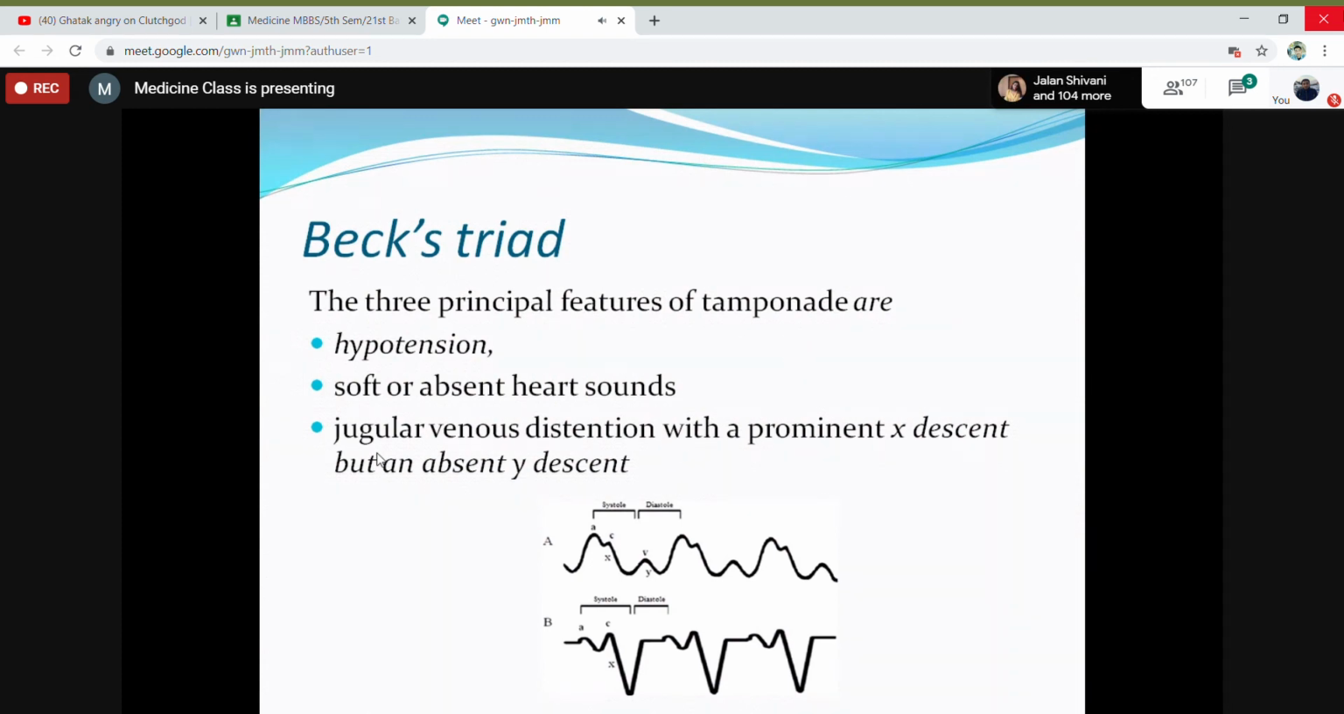Since you don't know these different waves, you have to go and read about the JVP waves first. As I've said, there will be A, C, and V waves, and two descents, X and Y. In cardiac tamponade there will be a very prominent X descent but absent Y descent. So this is diagnostic of cardiac tamponade, and you have to know about this Beck's triad.